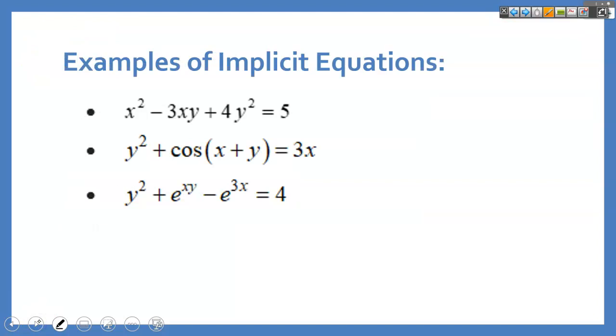These are examples of implicit. They're implicit because here you have a 3x, y all being multiplied, but you also have x and y here, so it's impossible to get the x by itself or the y by itself. If you have something inside a trig function, that's going to be implicit if they're mixed variables.